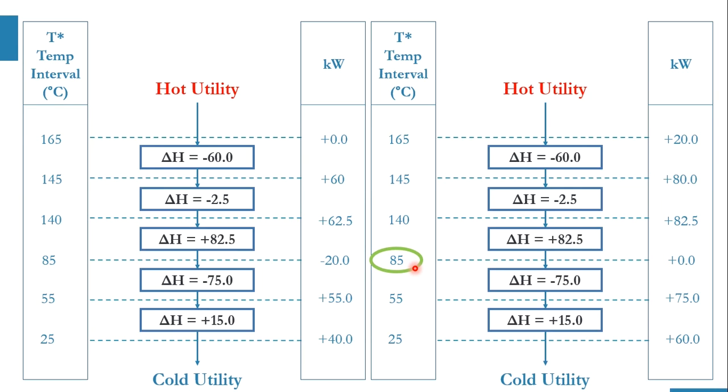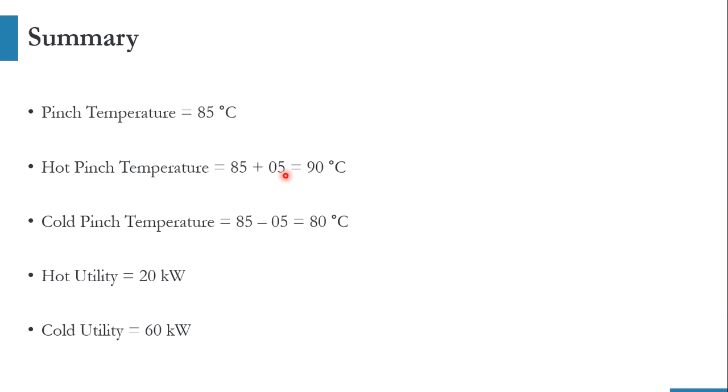And if you remember, we now have to return the values, and how do we return it? By adding 5, which is delta T minimum over 2, because in this case delta T minimum is 10. If it would be 20, then this value would be 10. If it would be 30, this value would have been 15. So that's how. 85 plus 5, it will be 90. 85 minus 5, it will be 80. So 90 degrees centigrade is the hot pinch temperature, and 80 degrees centigrade is the cold pinch temperature.